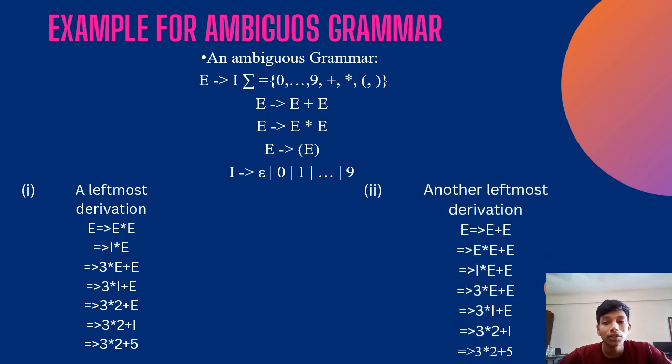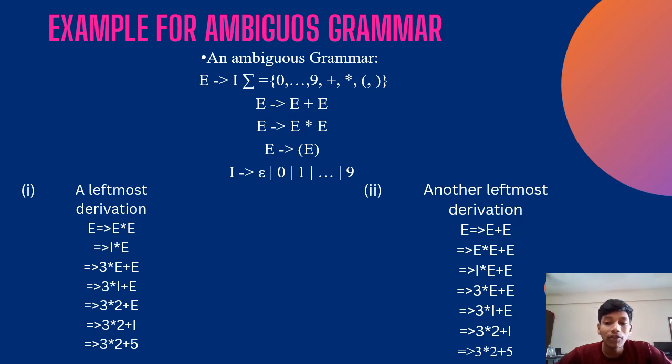See the second leftmost derivation. The first thing is E tends to E plus E, and again making the first E and the second E stay as they are. Now making one of the E as I in the next step. Now I as 3 in the next step. Now again E into I and again the second E stays as it is. And again making I into 2, and again next E into I, and again it is made into 5.